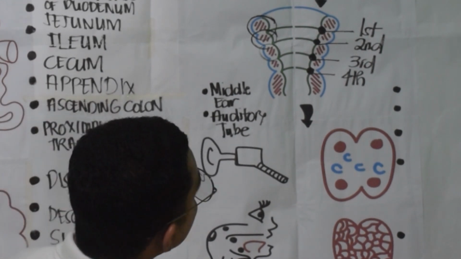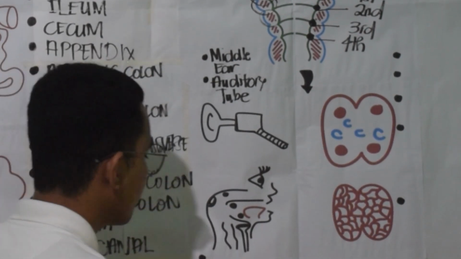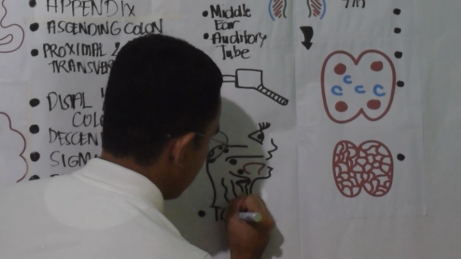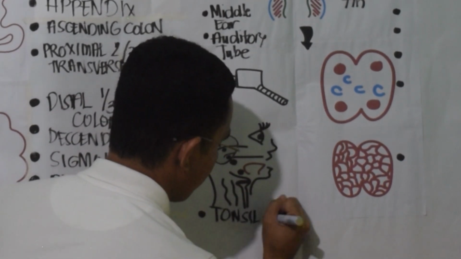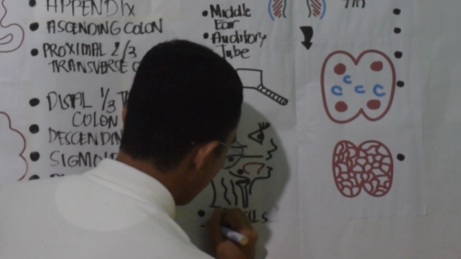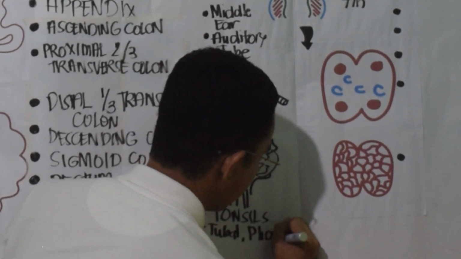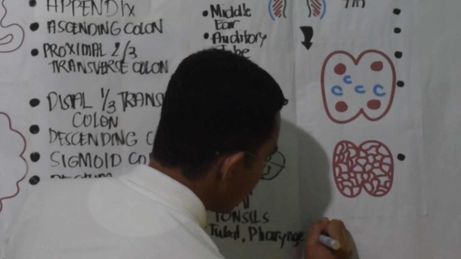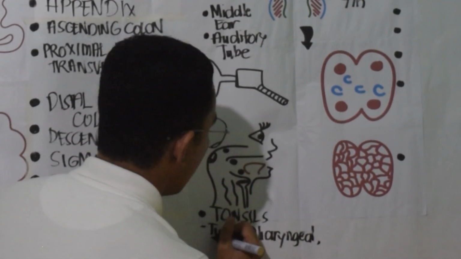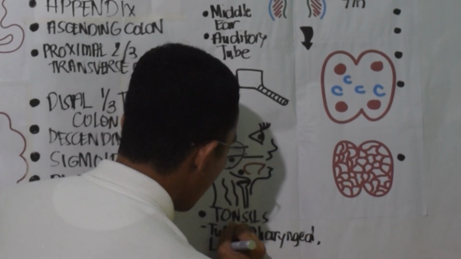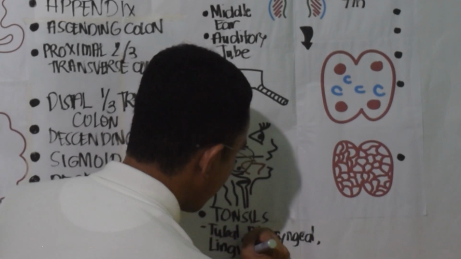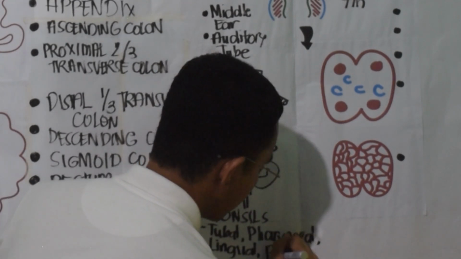The derivatives in the second pouch are your tonsils: the tubal, pharyngeal, lingual, and your palatine tonsil.